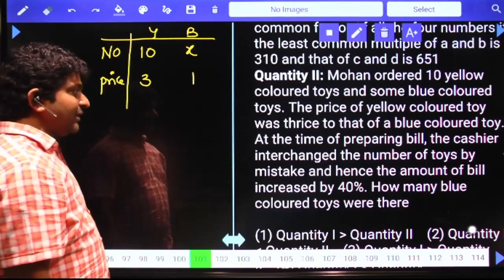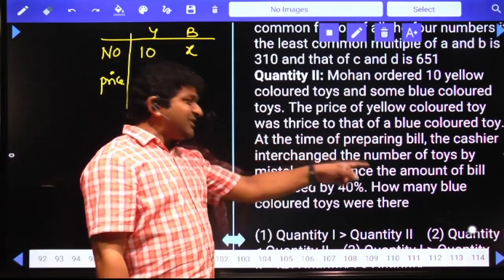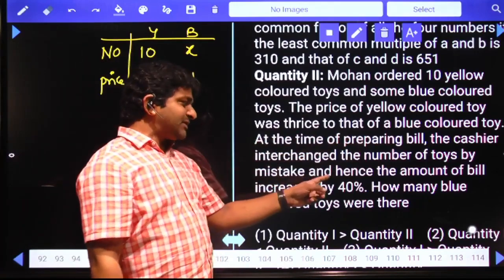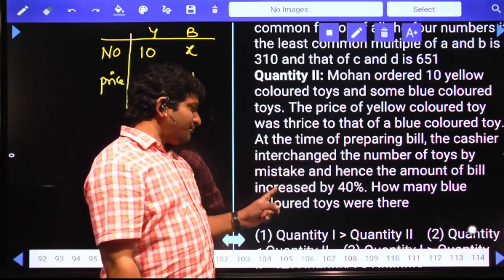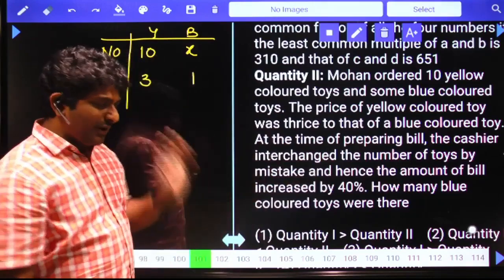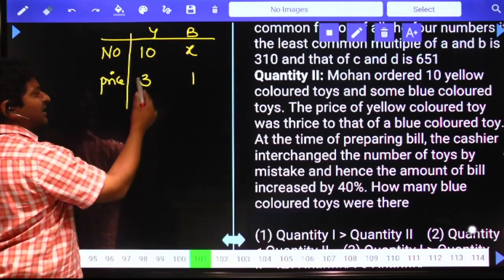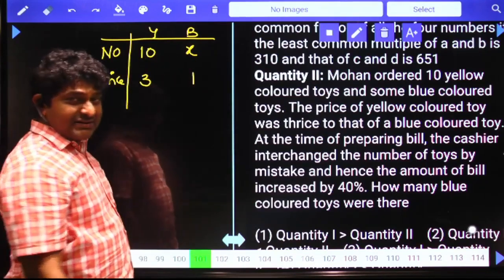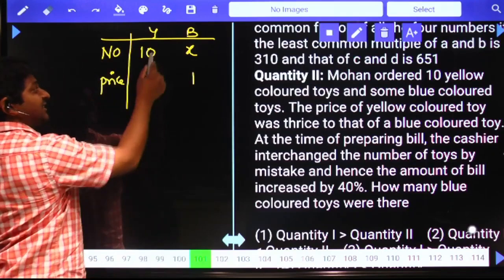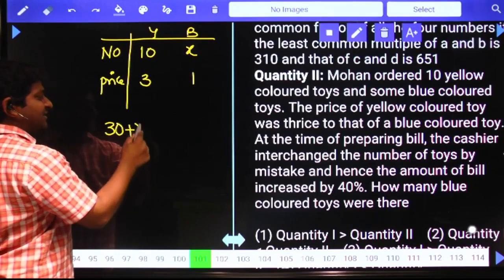That is 3 rupees. At the time of preparing the bill, the cashier interchanged the number of toys by mistake and hence the amount of bill increased by 40%. Now wait a minute. Here, these are initial number of balls and then these are initial prices. Initial cost price is 30 plus X.